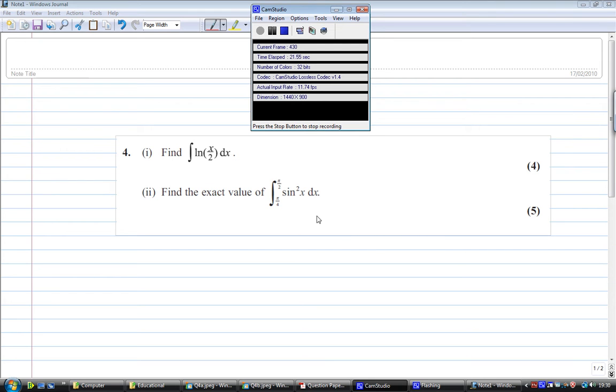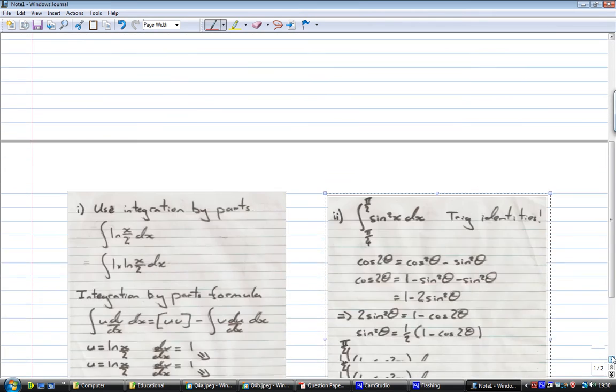So the second one, you should look at that and think about trig identities, and you should know that you can reduce that using your double angle formulas, rearrangement of your double angle formulas. So let's go and have a look at the first one first, so 4i.